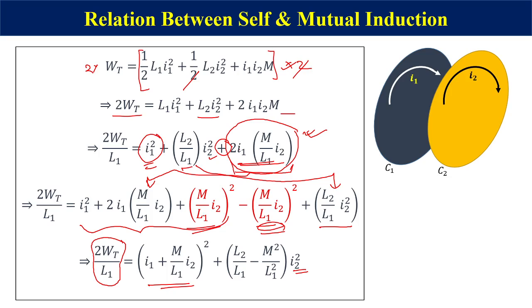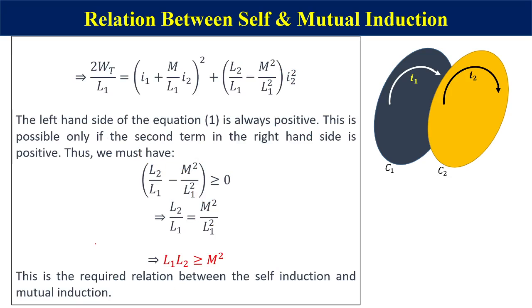Now this particular term which is on the left hand side must be positive, which I have discussed in this particular slide. So the left hand side of this equation 1, let's consider this equation 1, is always positive, because self induction is positive and total energy stored in the system is also positive. Now how is this possible actually? If this has to be positive, then the right hand side also has to be positive. I mean this term has to be positive, and independently this term should also be positive.